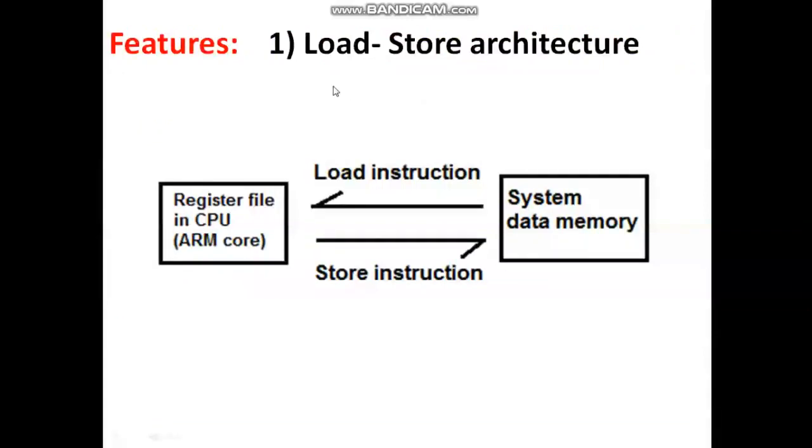The processor has typical features. Let's discuss them one by one. One of the features is its load store architecture. The ARM CPU has a register file inbuilt, and that file is typically made up of about 16 32-bit registers.